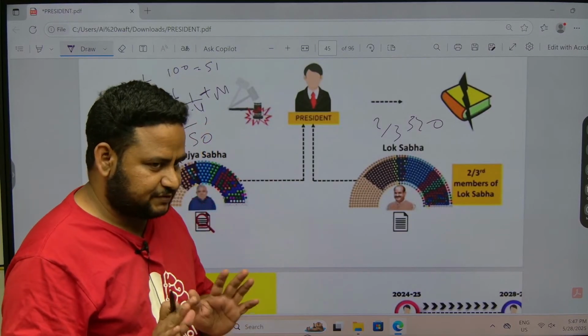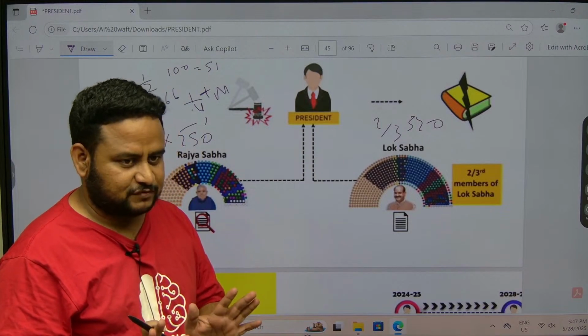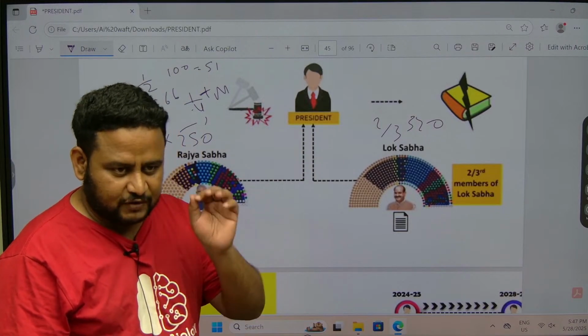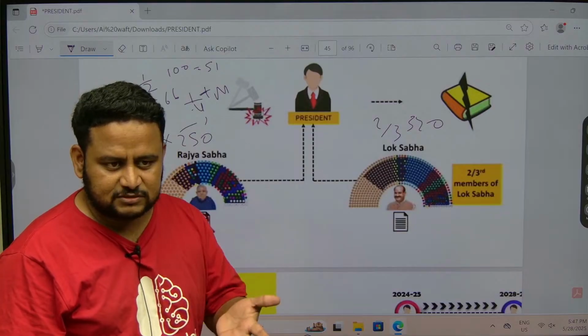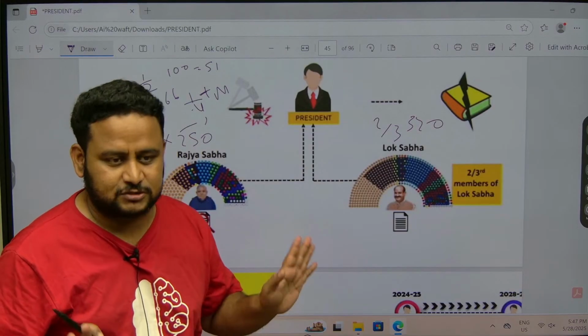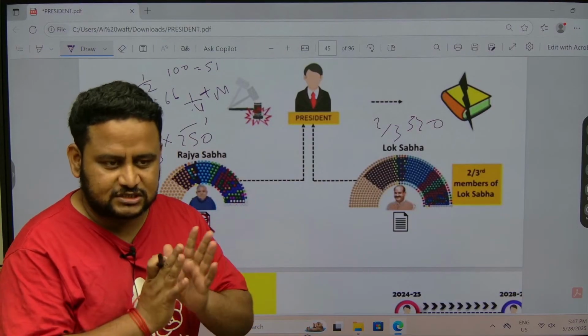Now article 61 is talking about what? Impeachment procedure of the president. What are the grounds? Violation of the constitution. But what is meant by violation of the constitution? We don't know, it is not mentioned in the constitution. But what is the procedure?